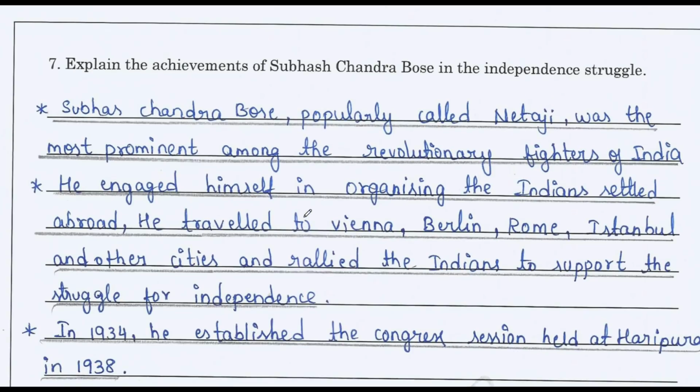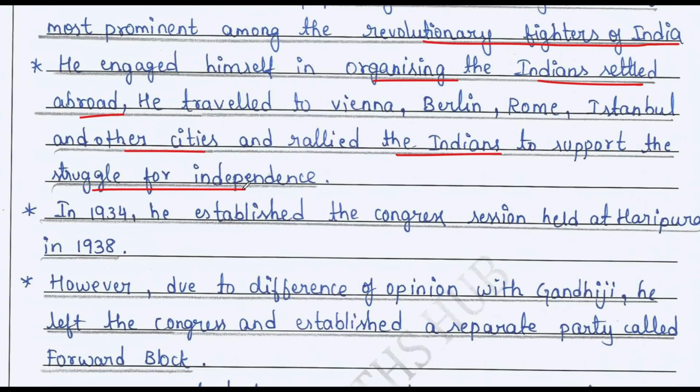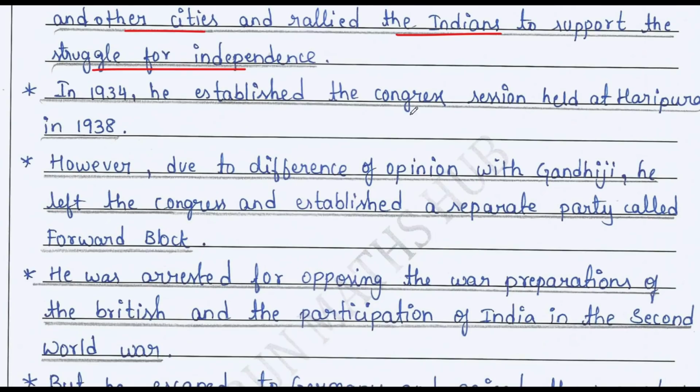Very important question. You could have seen this question repeated in the model paper and also the preparatory paper. Achievements of Subhash Chandra Bose in the independence struggle. Subhash Chandra Bose, popularly called Netaji, was prominent among the revolutionary fighters of India. He engaged himself in organizing the Indians settled abroad. He traveled to Vienna, Berlin, Rome, Istanbul and other cities and rallied the Indians to support the struggle for independence. In 1934, he established Congress session held at Haripura in 1938.